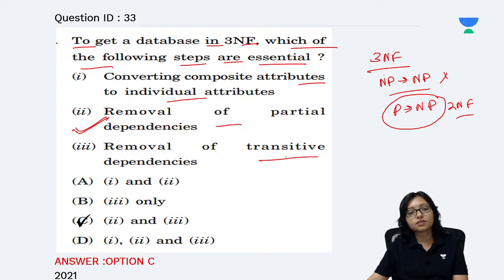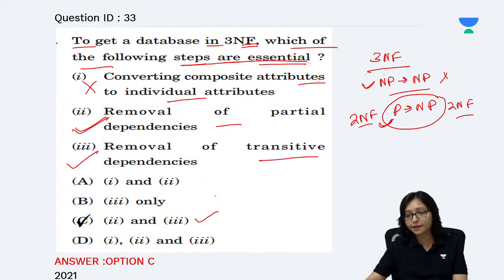Removal of transitive dependency also has to be there, right? Because it is asking to get the database in 3NF, which of the following are the essential steps? Yes, so it has to be as per 2NF, this rule also has to be followed, and as per 3NF, this rule also has to be followed. So option 2 and option 3 are correct. Converting composite attribute into individual attribute is not required. So definitely the answer will be option C.